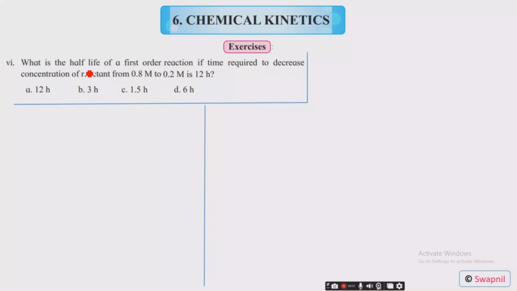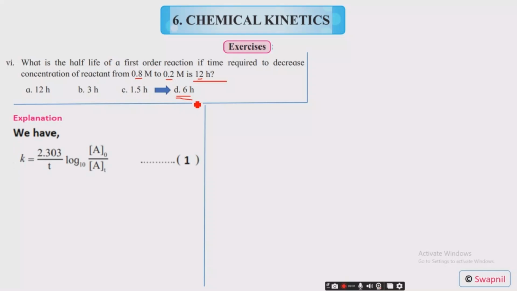what is the half-life of a first order reaction if the time required to decrease the concentration of reactant from 0.8 molar to 0.2 molar is 12 hours? We have to find out the half-life, and we are given the initial concentration, final concentration, and the time over which the change occurs. And these are the options, and the correct option is option D, that is 6 hours. The correct option is D. So here is the explanation.